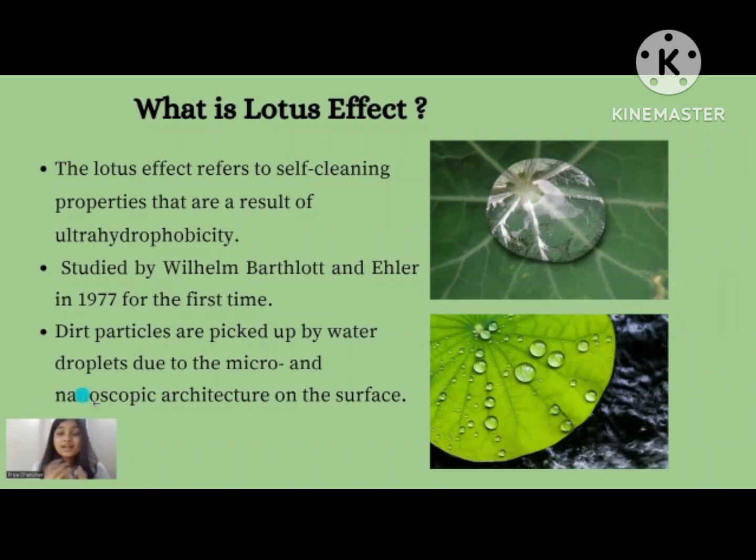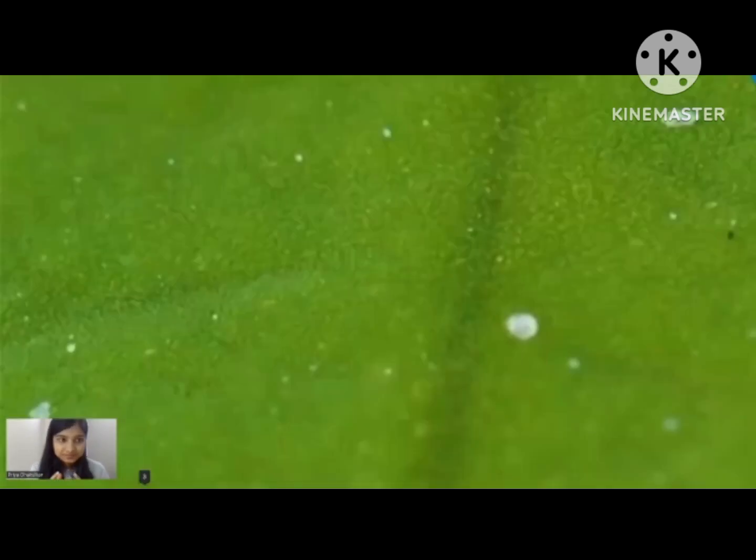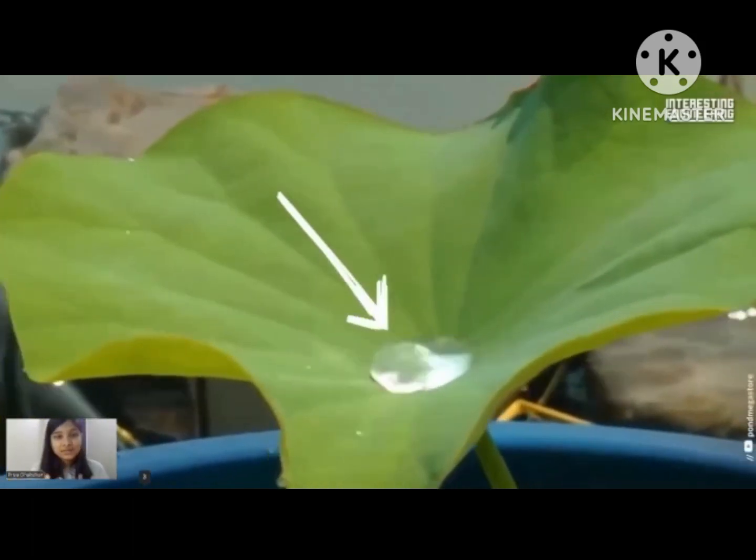Now, what is ultra-hydrophobicity? Ultra-hydrophobic surfaces are extremely difficult to wet. The contact angle between droplets on an ultra-hydrophobic material exceeds 150 degrees.